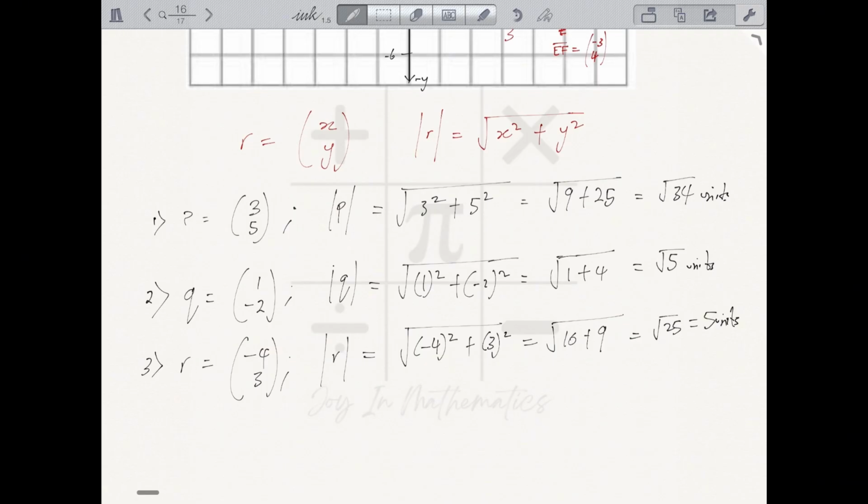So we can have more questions on the modulus of a vector. The most important thing is to apply this principle, that the magnitude or modulus of a vector is the square root of the sum of the individual squares. So we say the square root of the sum of the individual squares.